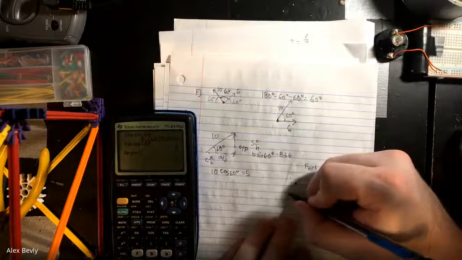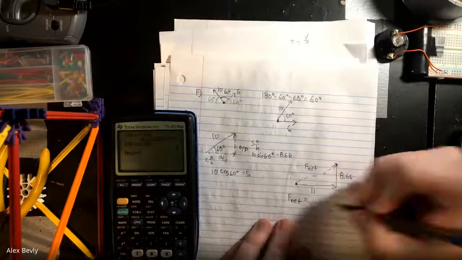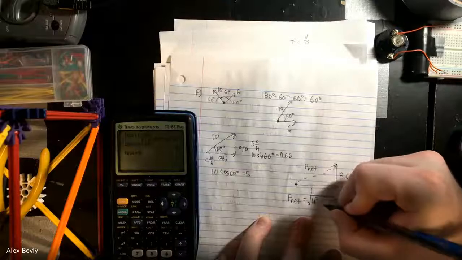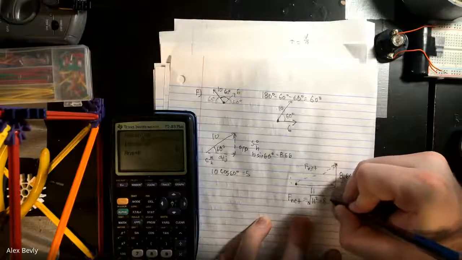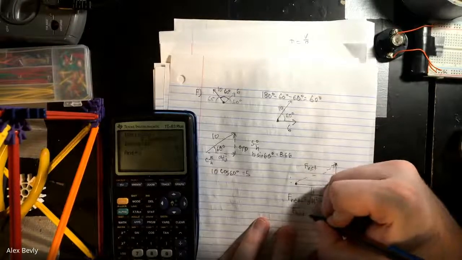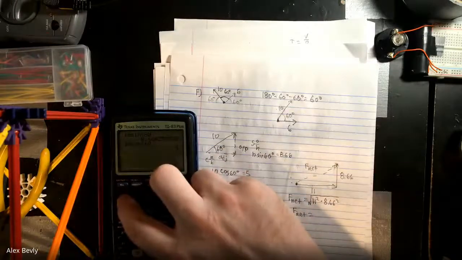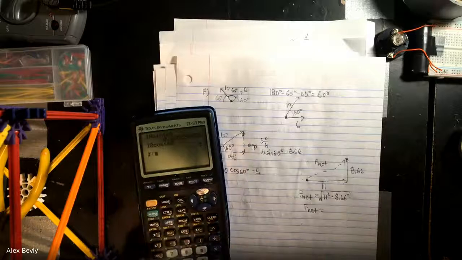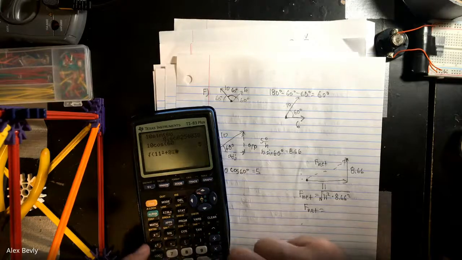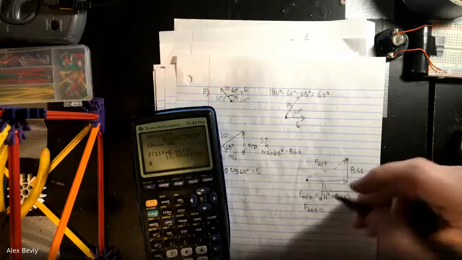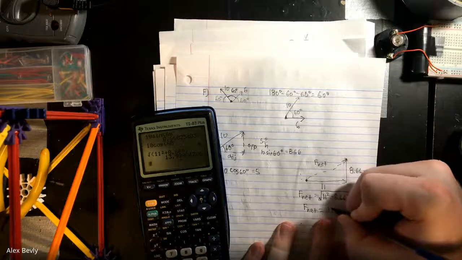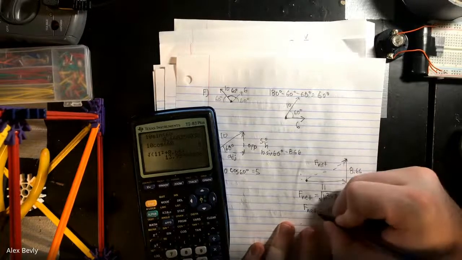All right, so net force for this one is going to be really big comparatively. 11 squared plus 8.66 squared. So square root 11 squared plus 8.66 squared. 13.9998, or right around 14 newtons.